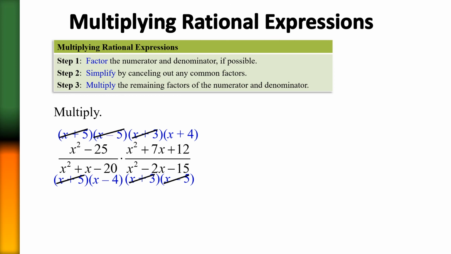And how about x plus 4? Do we have an x plus 4 on the bottom? No, we do not. And on the bottom, we have an x minus 4. We can't cancel that out unless we have an x minus 4 on top, which we don't have. So we're now on step 3, which is simply multiply whatever is remaining. So remember, when things cancel, they cancel to 1. So on top, 1 times x plus 4 is simply x plus 4. And on the bottom, all we're left with is x minus 4. So our answer is x plus 4 over x minus 4. And there you have it, multiplying rational expressions.